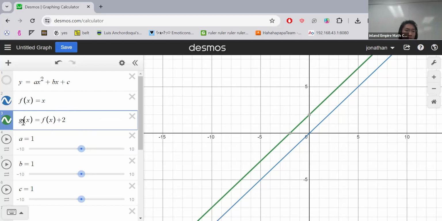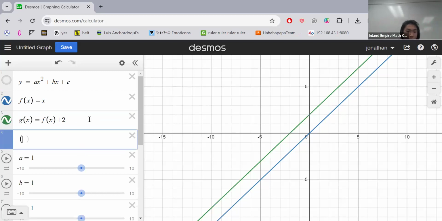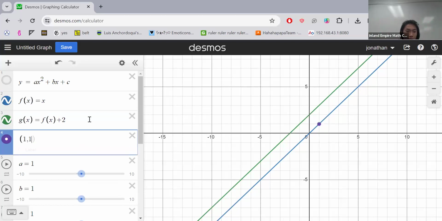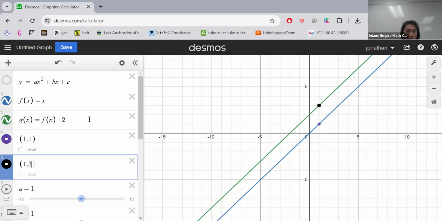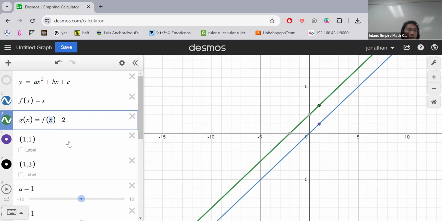Okay, so what we're doing is the original function had the point 1,1, and with the new translated function, we're going to have the point 1,3. Because for that same input, x equals 1, we gave it f of 1, which is equal to 1, and then we added 2 to that value. And this is the same for all points on that line, which is why it's shifted up.